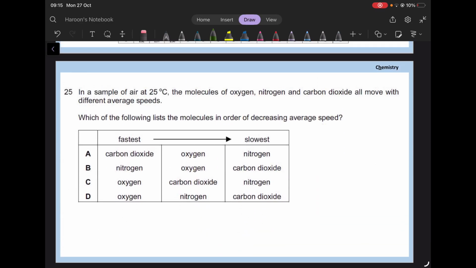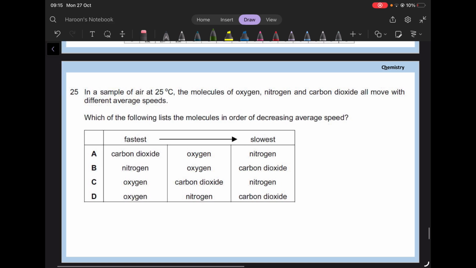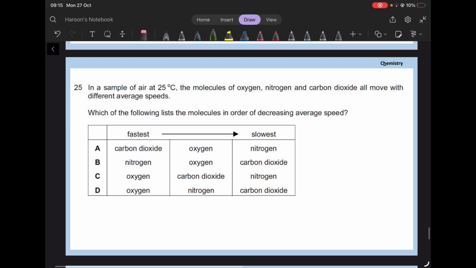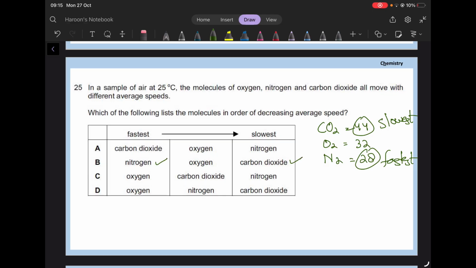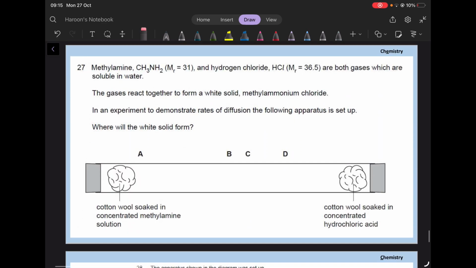In a sample of air at 25 degrees Celsius, we have these gases all moving at different average speeds. Which of the following lists the molecules in order of decreasing average speed? So carbon dioxide, CO2, mass of 44, then we have oxygen, mass of 32, basically 16 times 2, nitrogen N2, 14 times 2 would be 28. So this should be the fastest and this should be the slowest. So carbon dioxide has to be the slowest and nitrogen has to be the fastest. You can see B is the correct answer, oxygen in between. B is the answer.